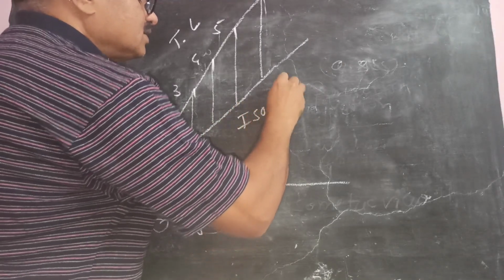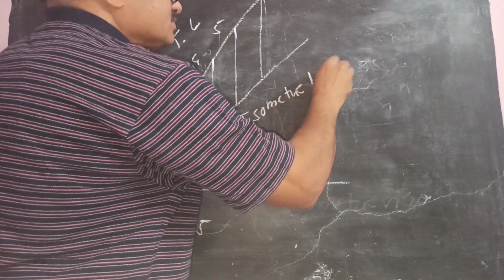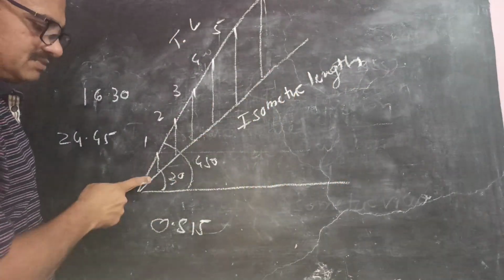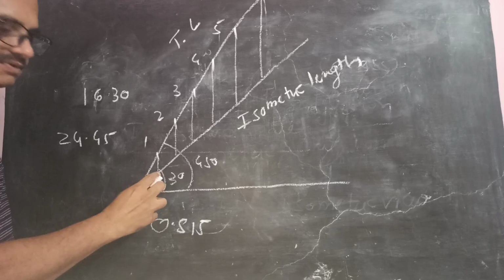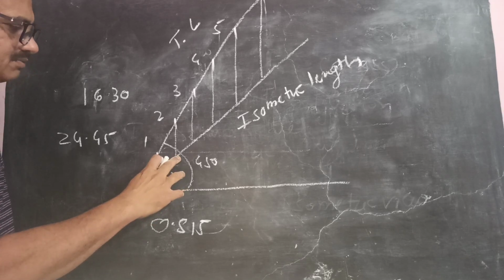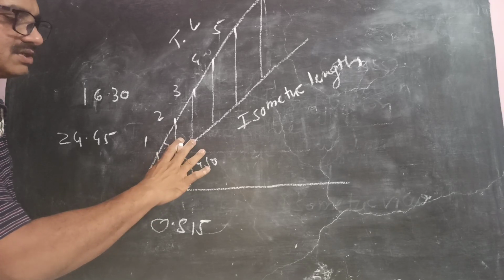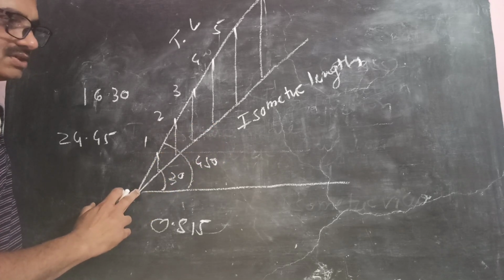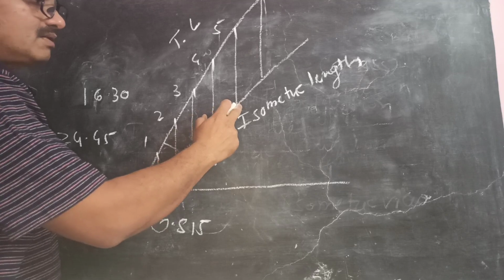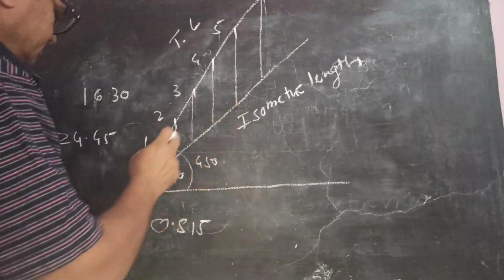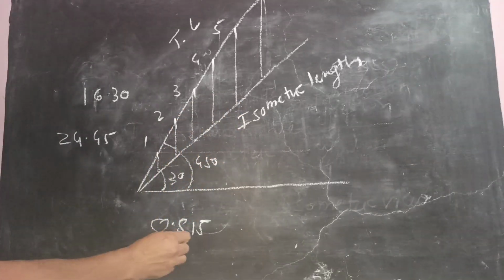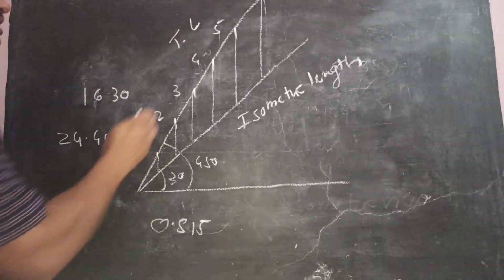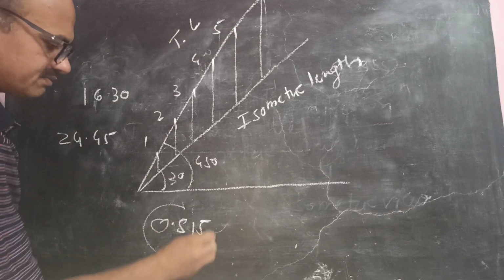This is known as isometric length. So if it is 1 centimeter, this distance will be 0.815 centimeter. This will be 1.630 centimeter. This will be 2.445 centimeter. This will be 3.26. This will be 4.07, 4.075, and so on and so forth. Go on multiplying all these true lengths with 0.815.